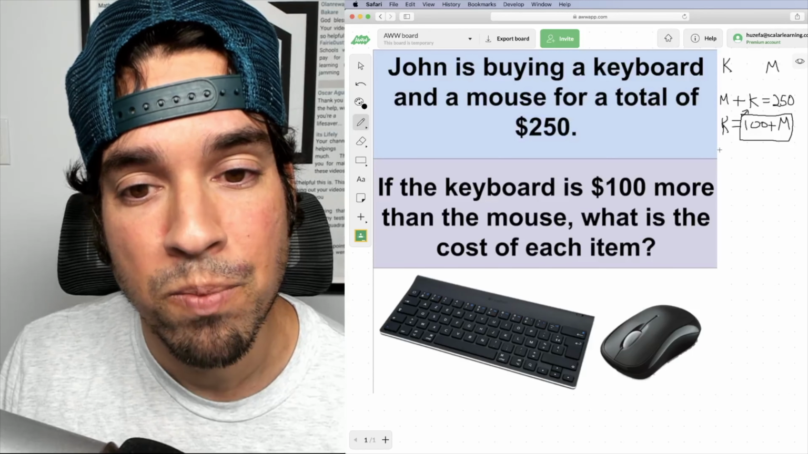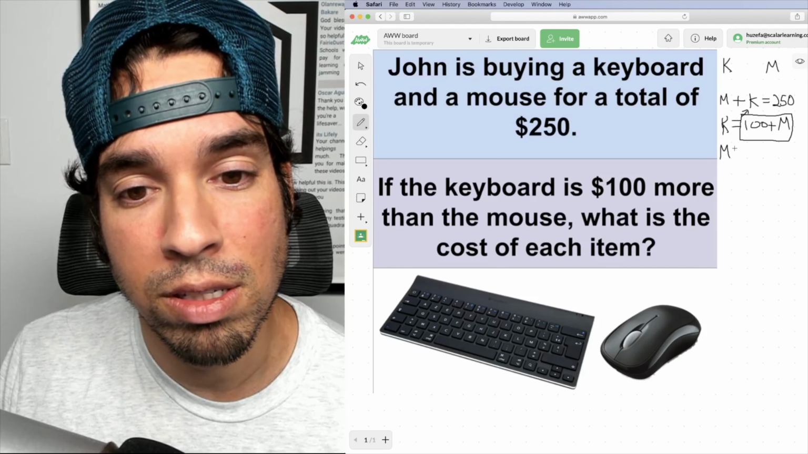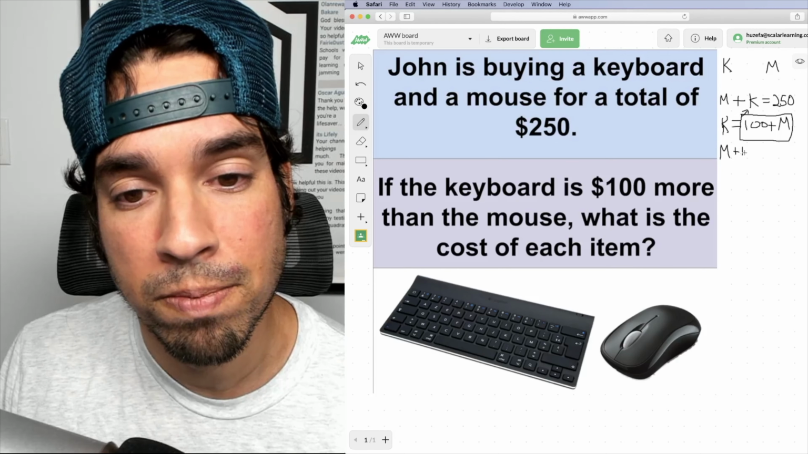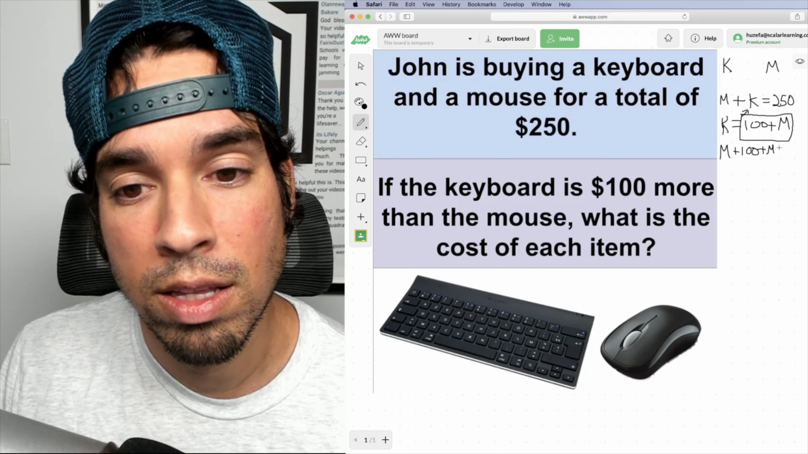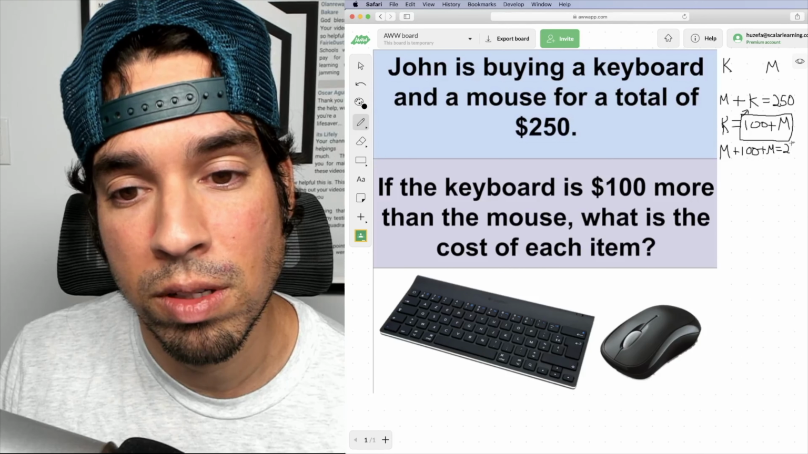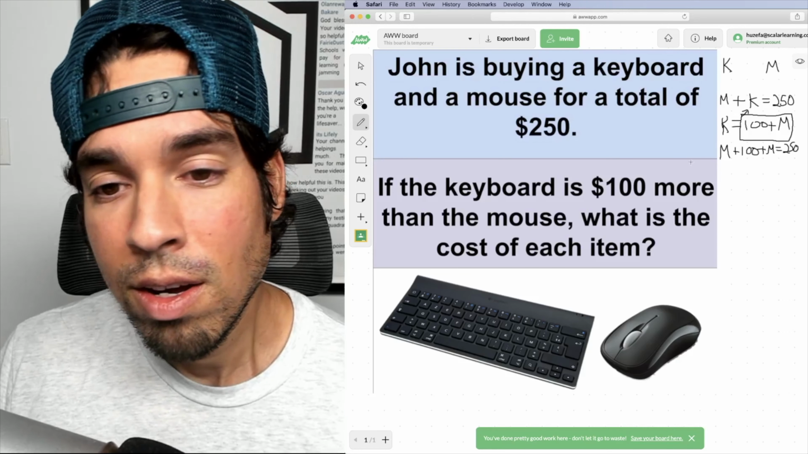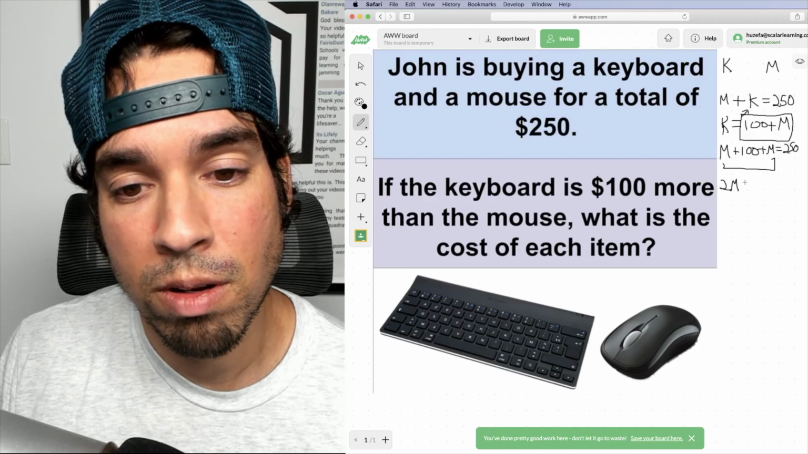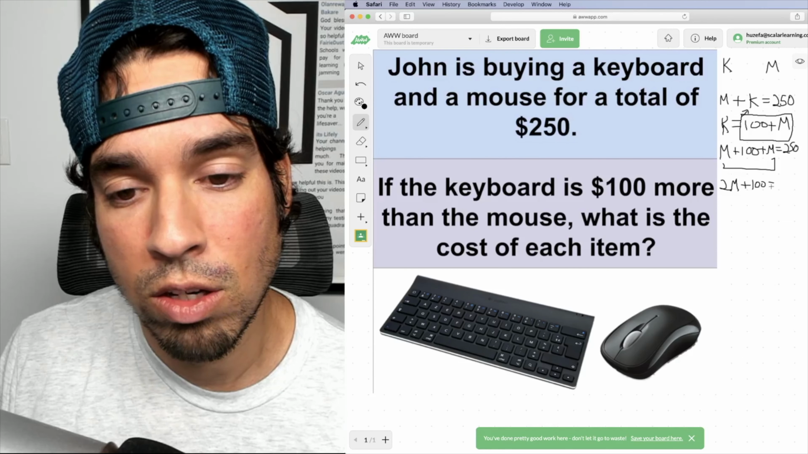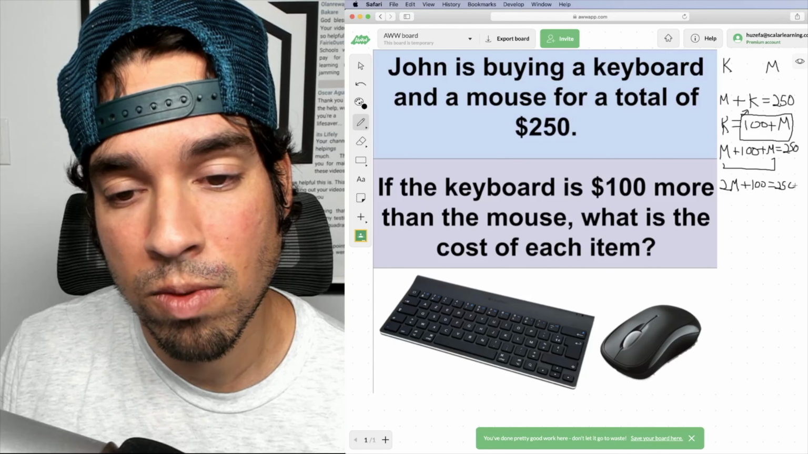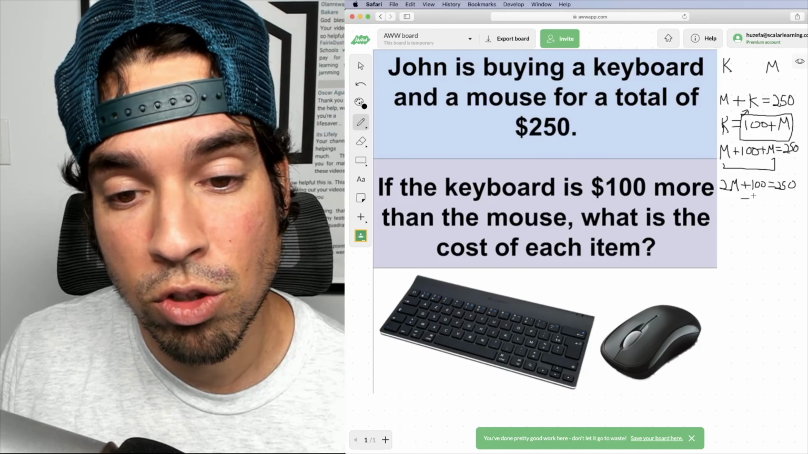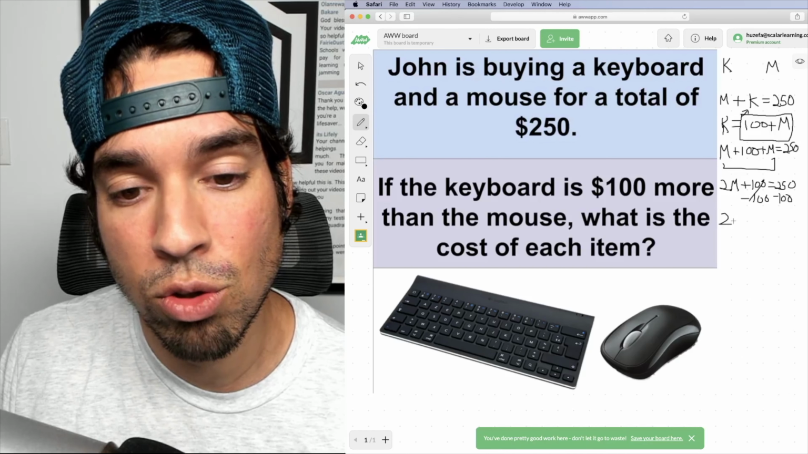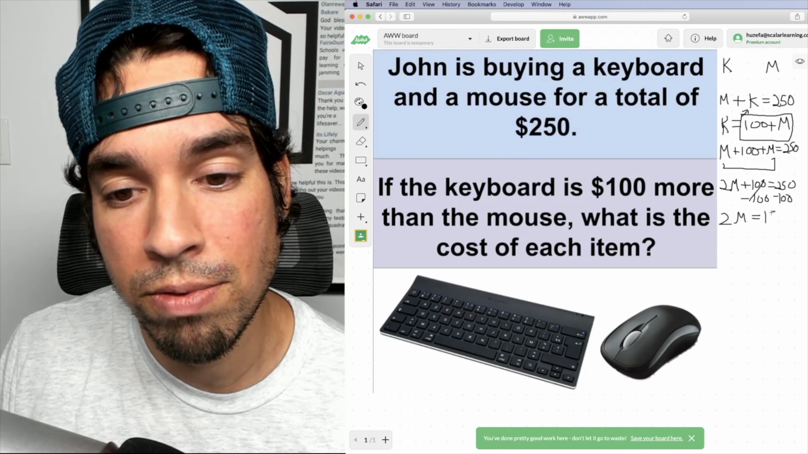So now watch what we've got. We've got mouse M plus, instead of keyboard or the K, I'm going to substitute in 100 plus M. And this whole thing still equals 250. Now I'm going to combine like terms, so that becomes 2M plus 100 equals 250. Now I'm going to isolate. So we straight up subtract 100 from both sides. Boom, and I've got 2M equals 150.